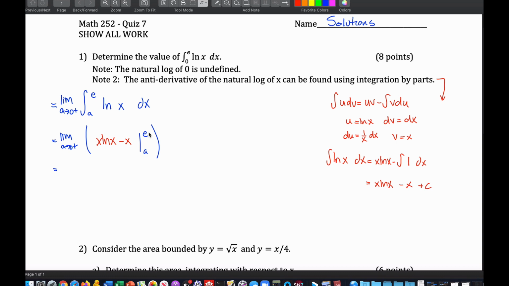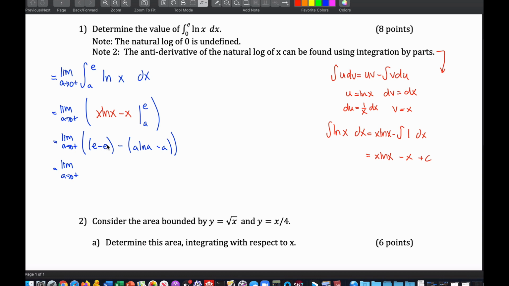To evaluate something from a to e, just change all the x's into e's, then change all the x's into a's. When I change all the x's into e's, I get e times the natural log of e, but the natural log of e is just 1. So I get e times 1 minus e. Looks like that's going to cancel out really nicely for me. And then when I go changing all the x's into a's, I get a natural log of a minus a. So if I clean this up a little bit, this is 0.